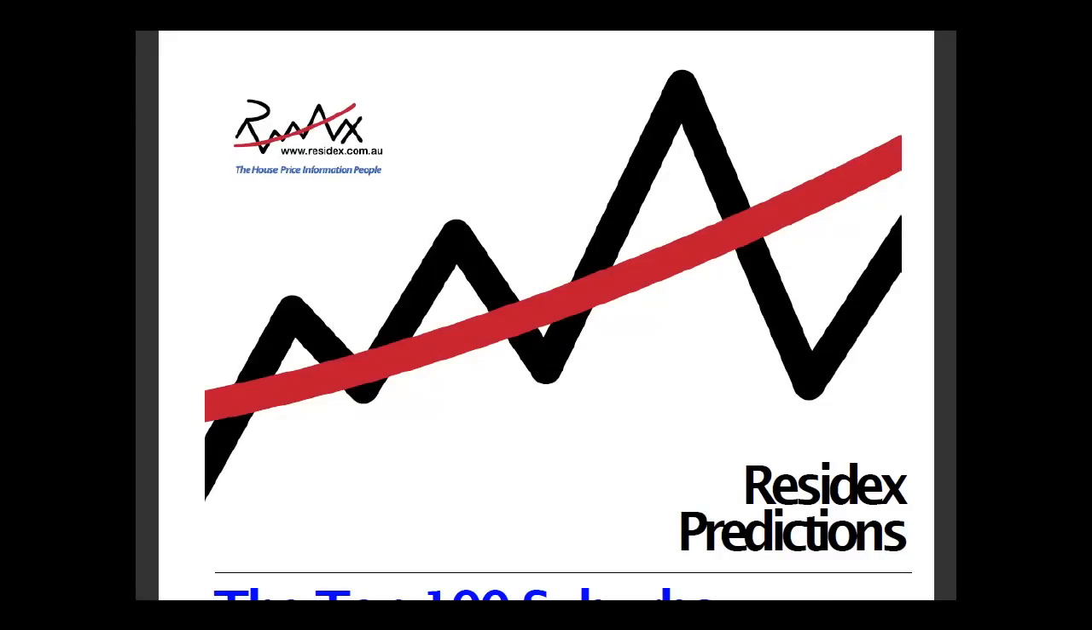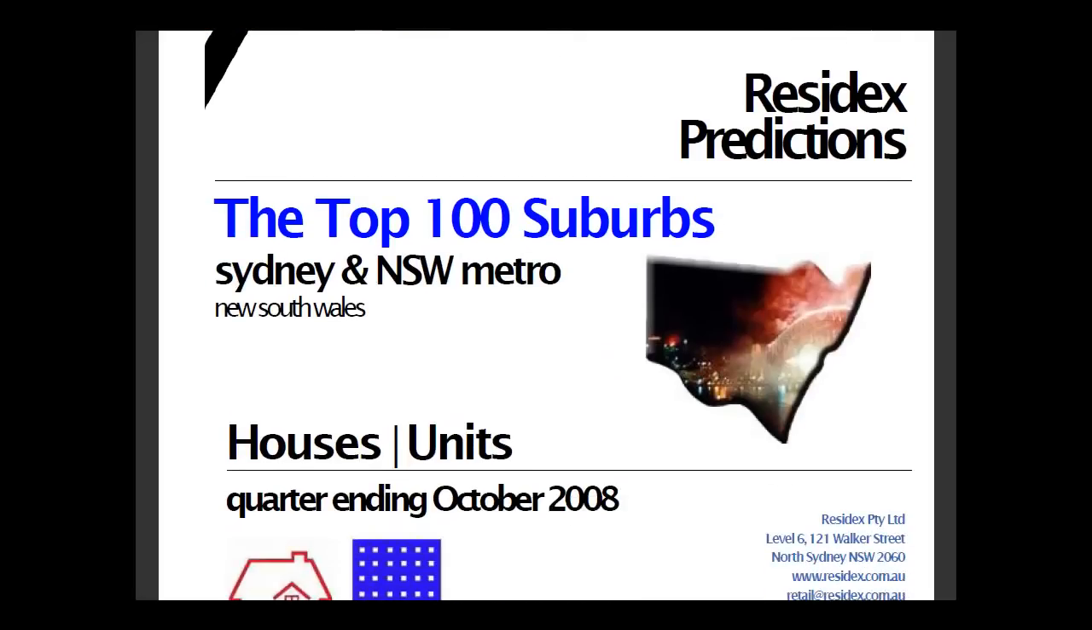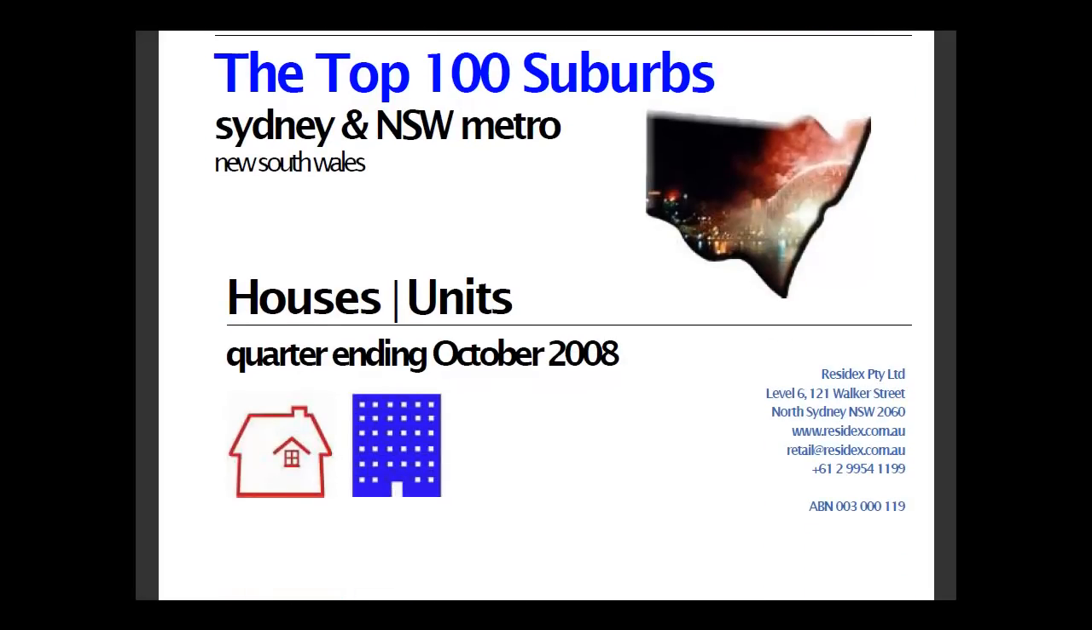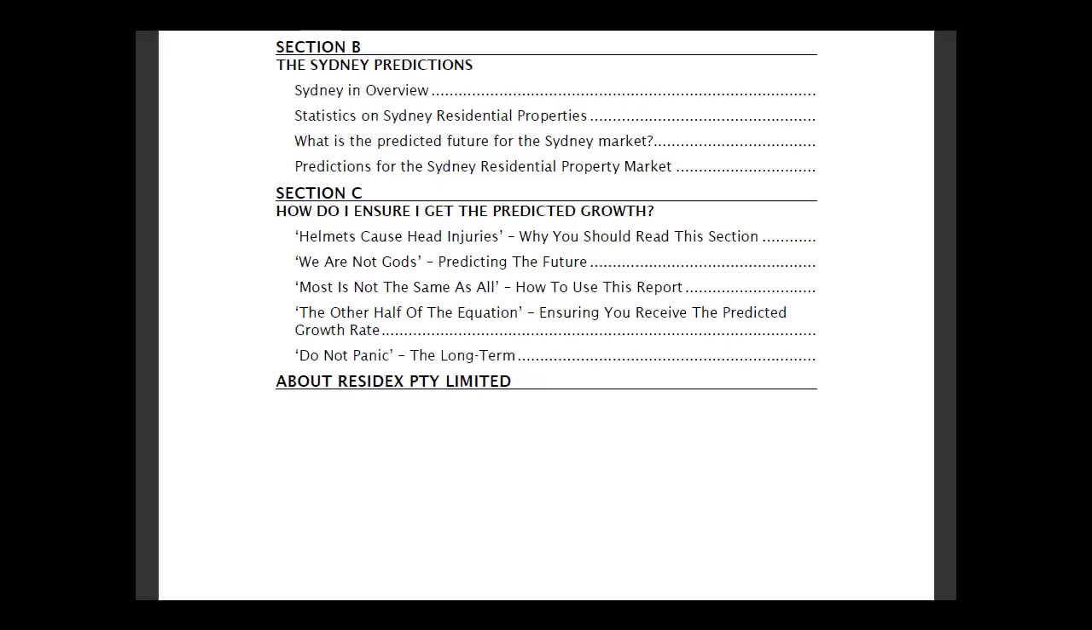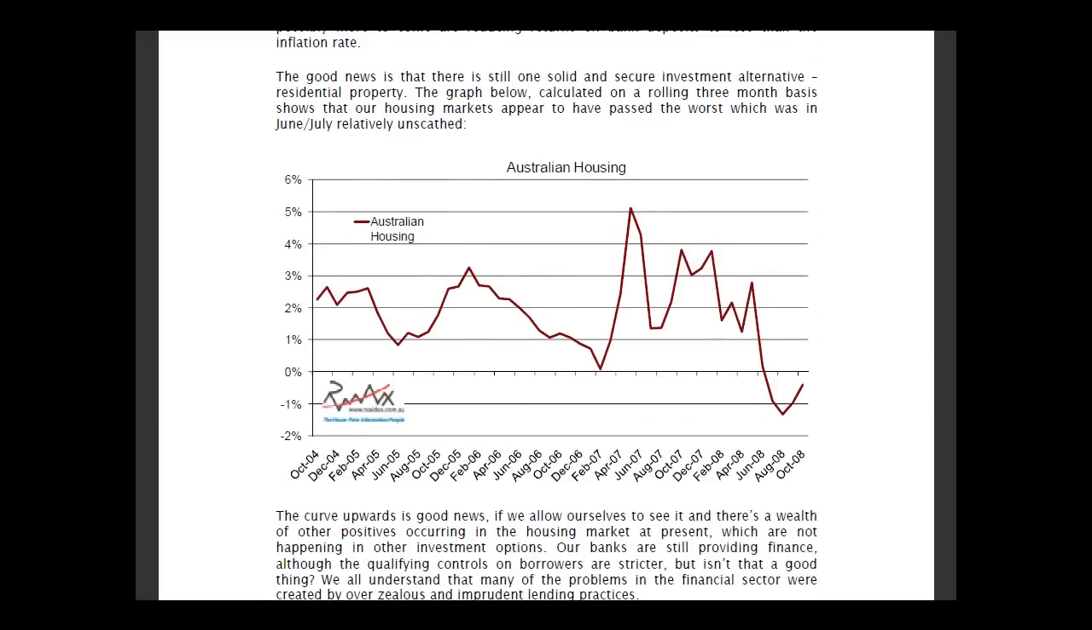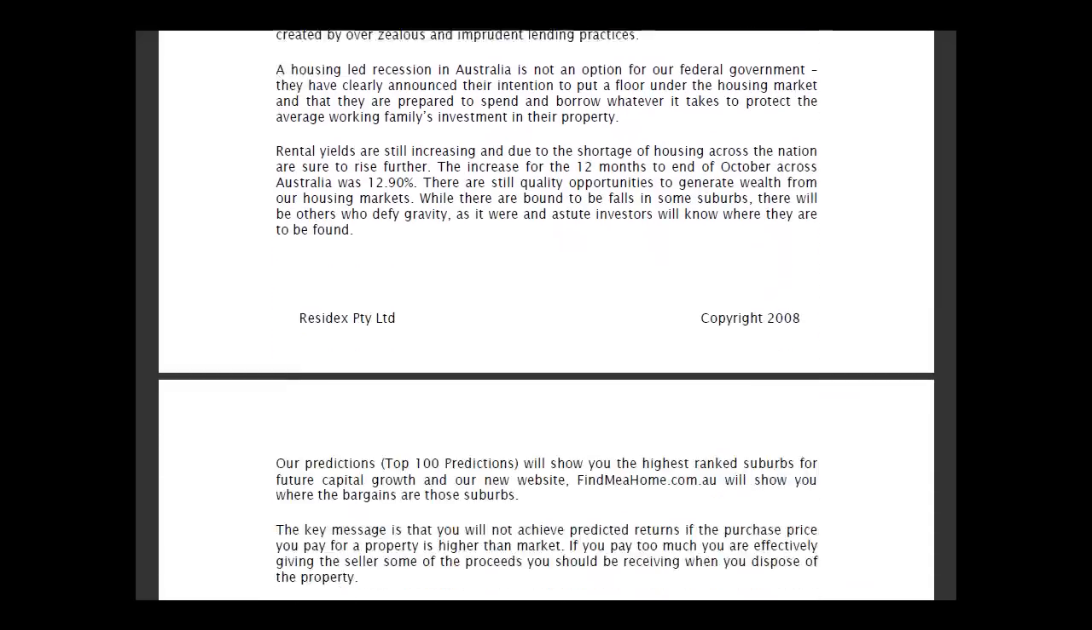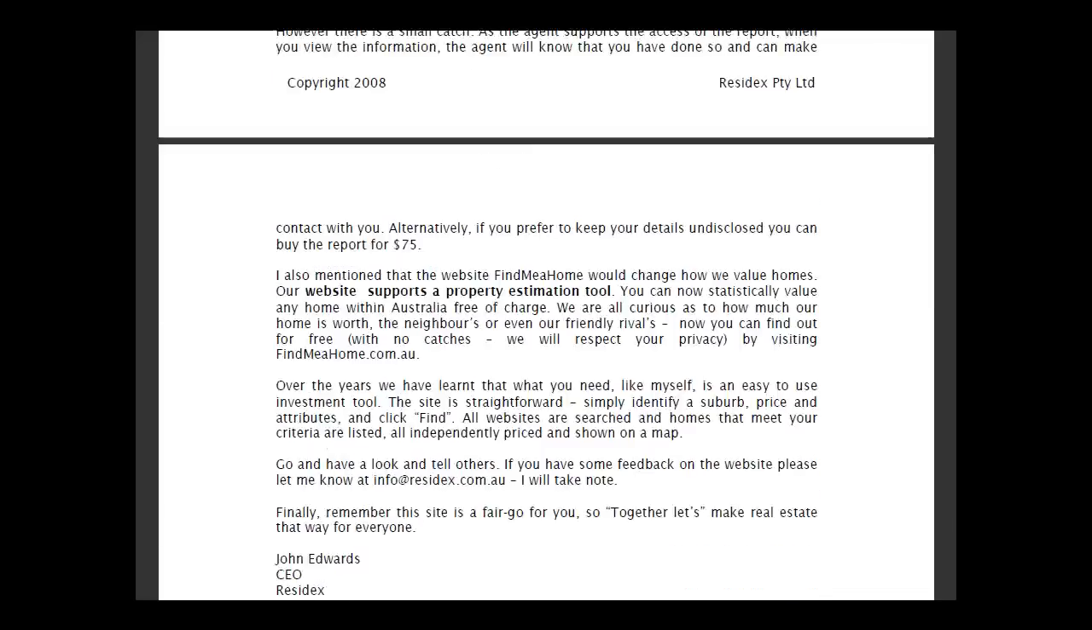Here it is. So this is a Residex predictions report. Of course, it's a sample report, so most of the important information has been blacked out. But again, it's another good research tool if you're really not quite sure where to start. If it's purely an investment and you don't really care where you buy in Australia, then you've got some really good information here that I'll scroll down through as it goes through the top suburbs.